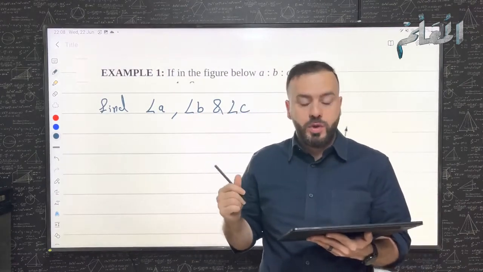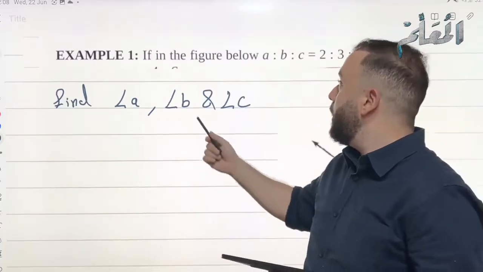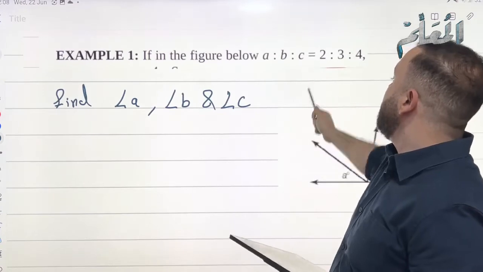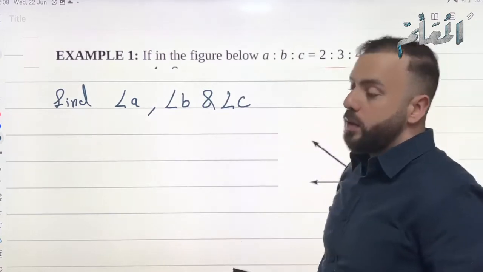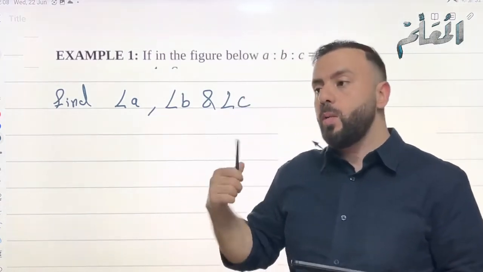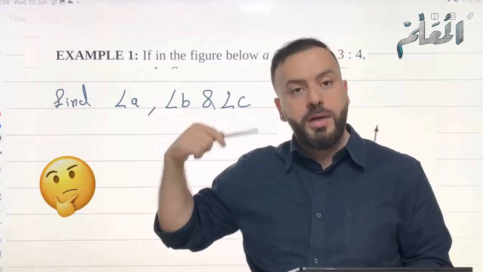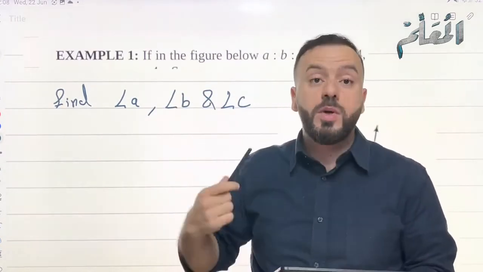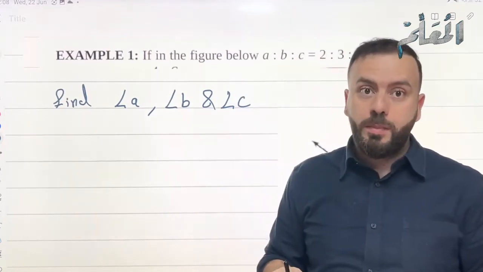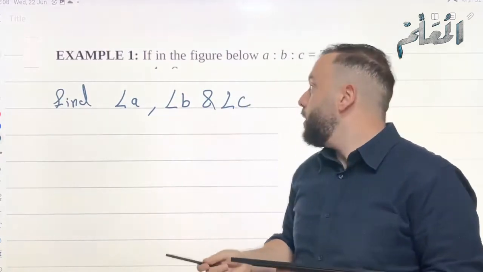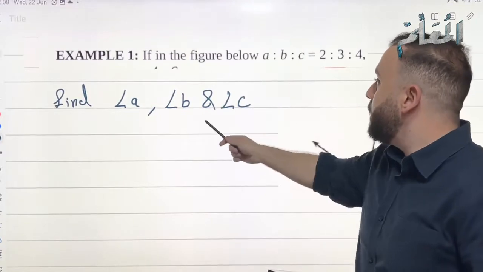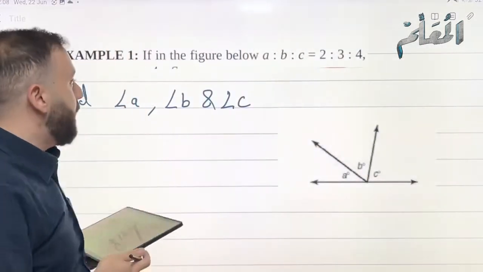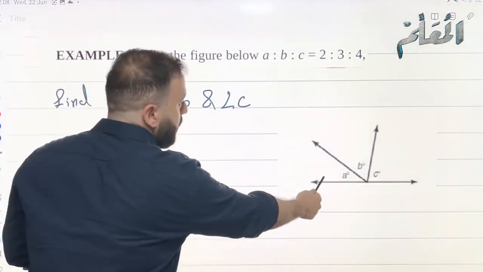Let's start with question 1. Check this example. In the figure below, A to B to C is 2 to 3 to 4. Remember, we need to always recall that the ratio, percentage, fractions are going to help in solving questions, especially in the geometry part. Now, the question is asking me to find angle A, angle B, and angle C in the graph here, as you can see.